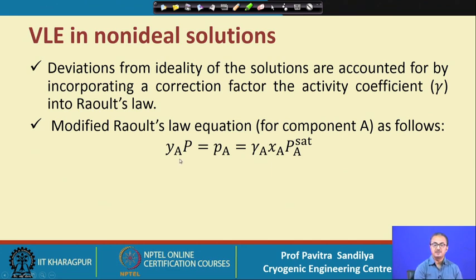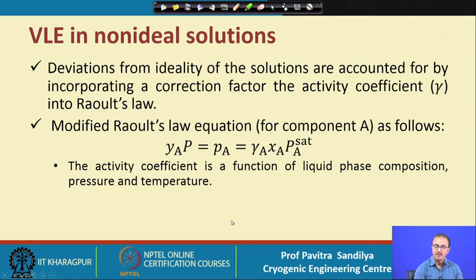Here we say that species A is non-ideal in the liquid phase. So, we have the partial pressure of A in the vapor phase equal to xA into psat, this is still Raoult's law, which we modify by putting in this activity coefficient. And the activity coefficient is generally a function of the liquid phase composition, pressure and temperature.